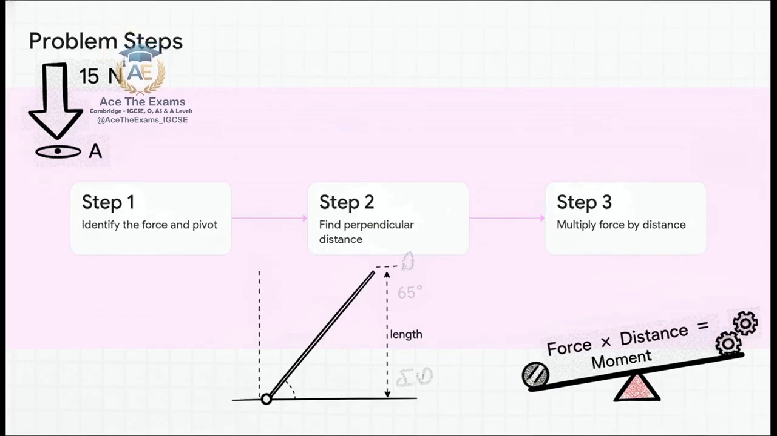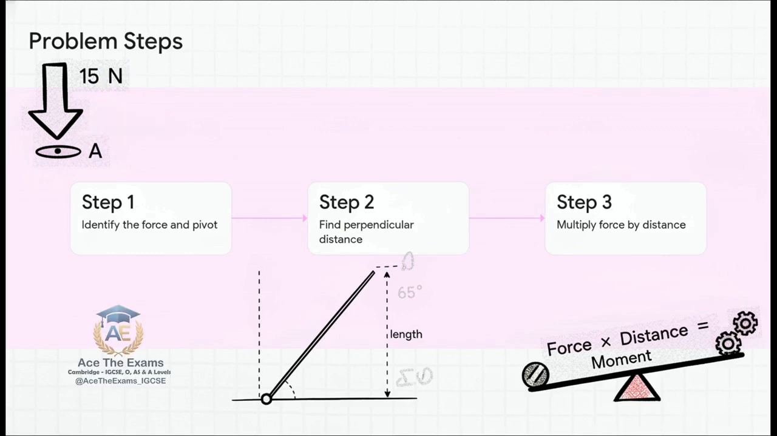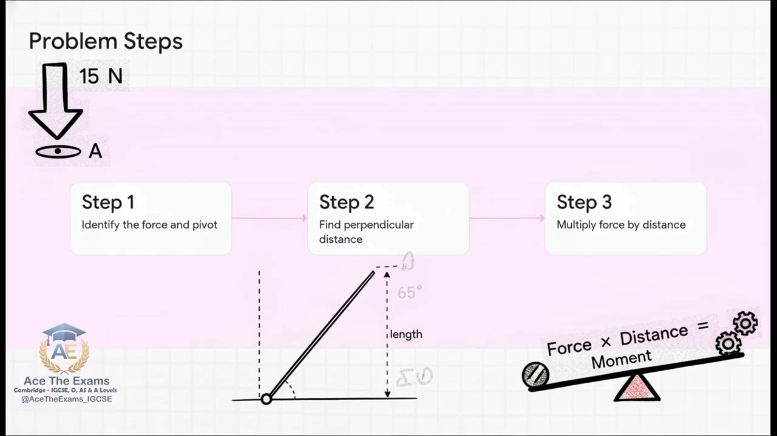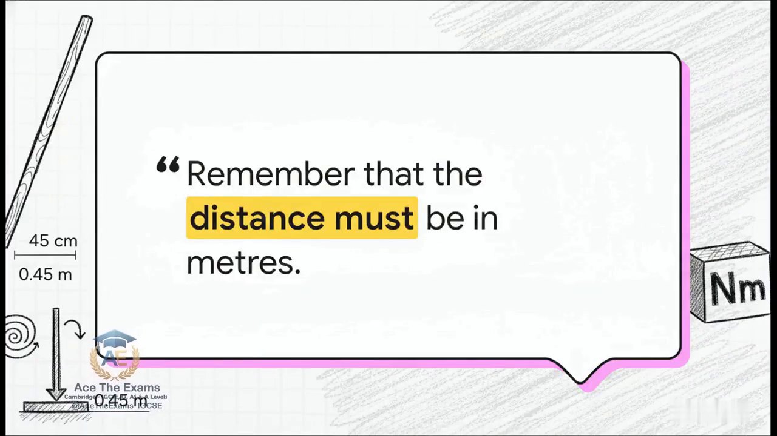Step 2, we need to calculate the true perpendicular distance. Because the rod is at a 65-degree angle, the rod's length is not the perpendicular distance. We have to use trigonometry to find the horizontal distance from the line of action to the pivot. Step 3, we multiply the force by that newly calculated perpendicular distance. Writing out these steps, even briefly, guarantees you pick up partial marks even if you punch the wrong button on your calculator later.